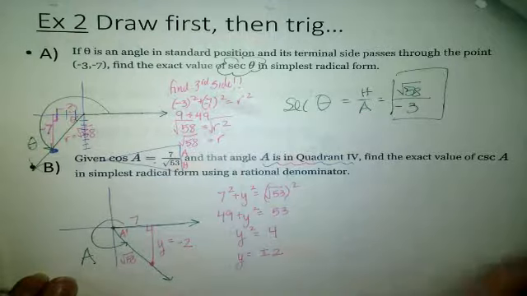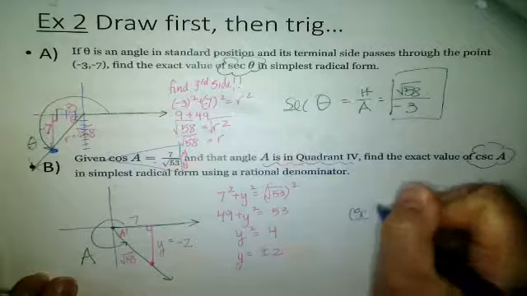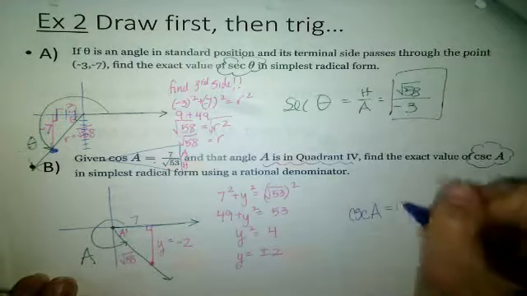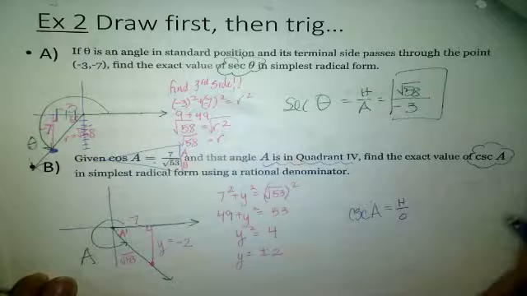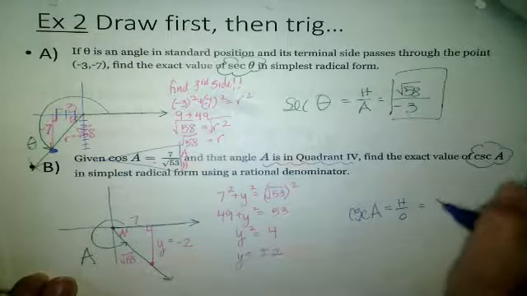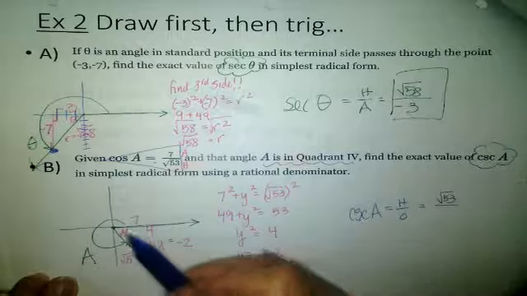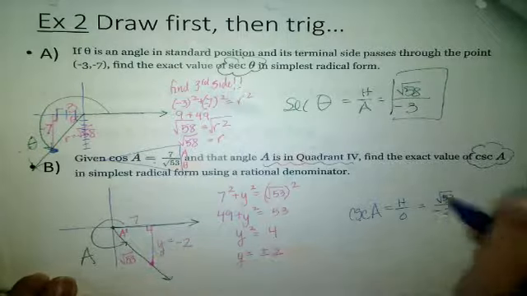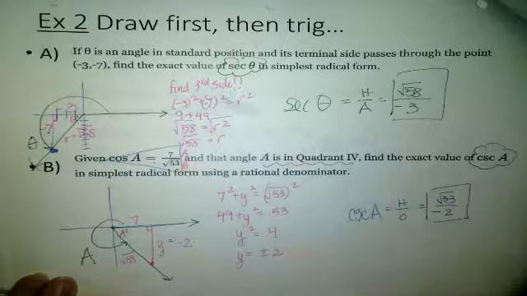So always draw those triangles. So cosecant of our little reference angle there would be hypotenuse over opposite, the reciprocal of sine. So the hypotenuse is radical 53, and the opposite side would be -2. There we go. Ladies and gentlemen, that's it.